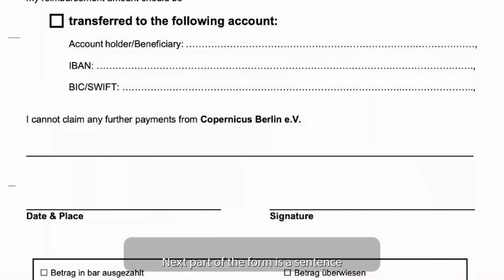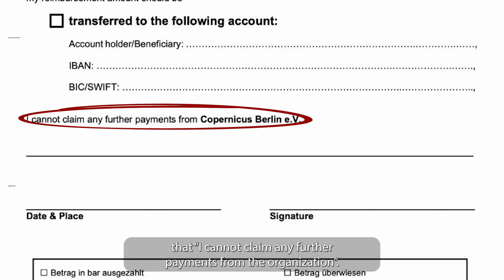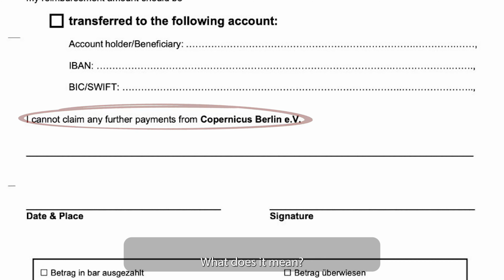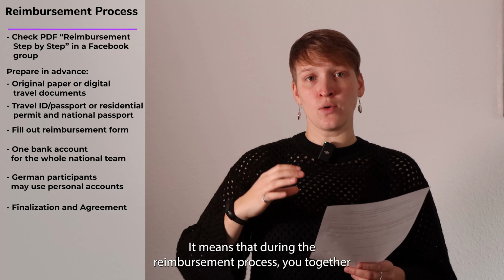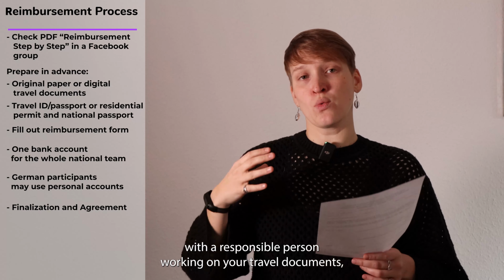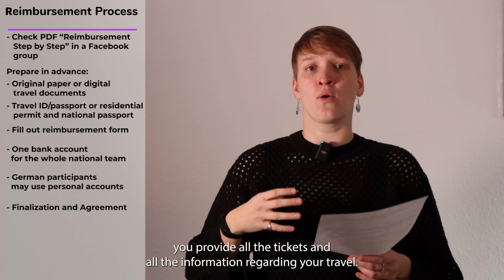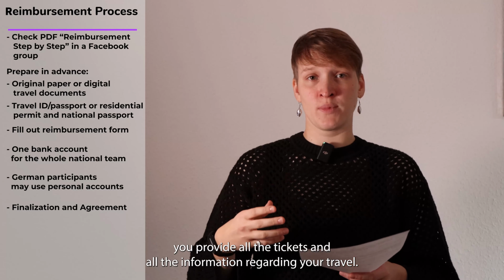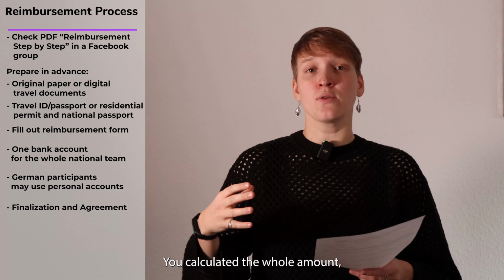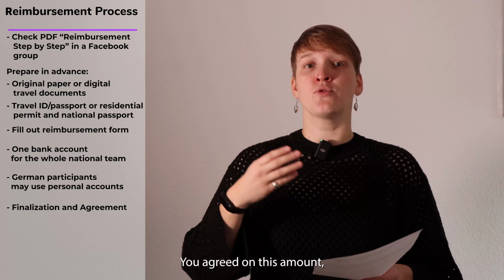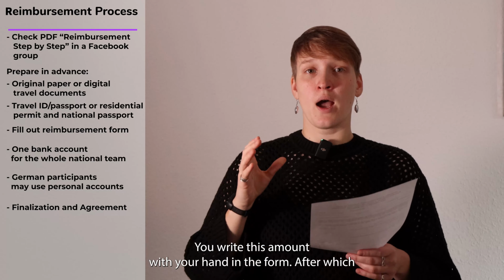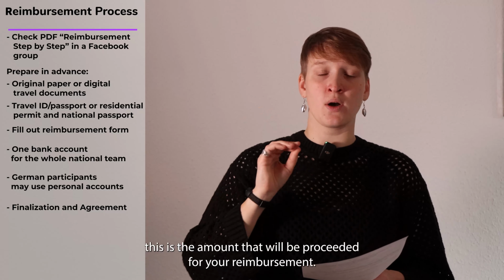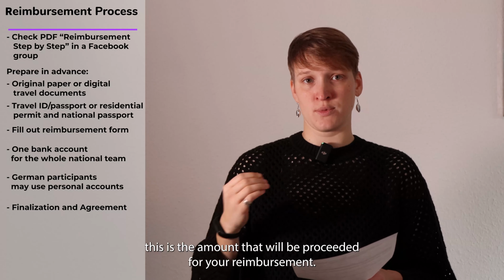The next part of the form is a sentence that I cannot claim any further payments from the organization. What does it mean? It means that during the reimbursement process, you, together with a responsible person working on your travel documents, provide all the tickets and all the information regarding your travel. You calculated the whole amount, you agreed on this amount, you write this amount with your hand in the form. After which, this is the amount that will be processed for your reimbursement.